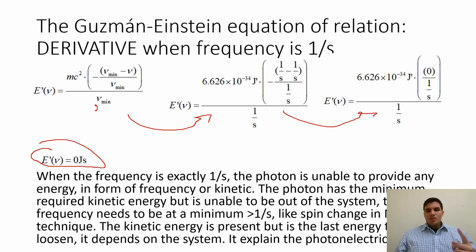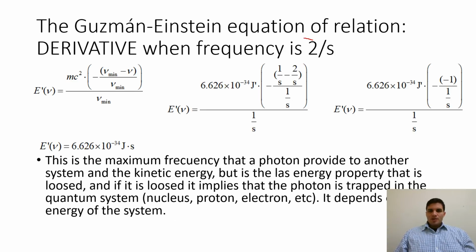This more than 1 cycle per second is the minimum energy required for the photon to be out, but at this quantity of energy exactly, the derivative tells us that it is unable for a photon to be out, unless it has the kinetic energy. The kinetic energy is present, but it is the last energy that is lost. It depends on the system. It explains the photoelectric effect.